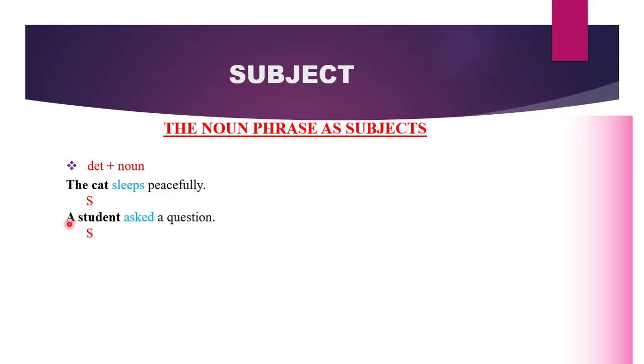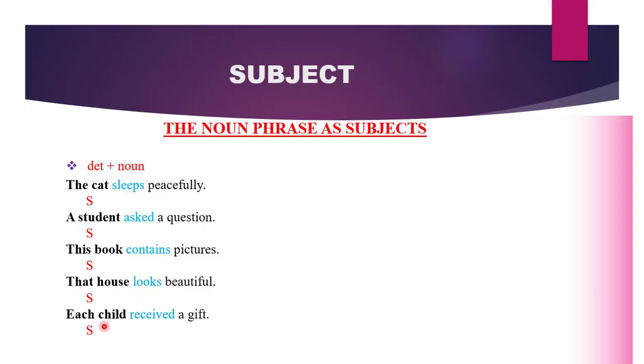In the next sentence, a student asked a question. Who asked a question? A student. Therefore, a student is performing the role of the subject, and not only student. This book contains pictures. Can you guess the subject? This book. And what is our verb? Contains. That house looks beautiful. What is our subject? That house. Each child received a gift. What is our subject? Who received a gift? Each child. So the subject can be in the form of a determiner and noun.